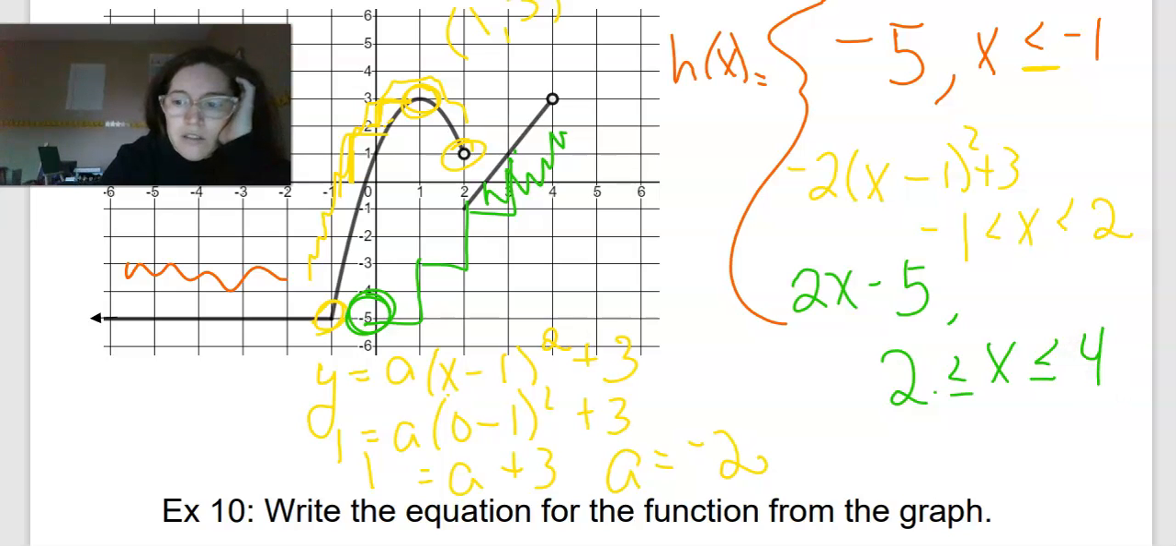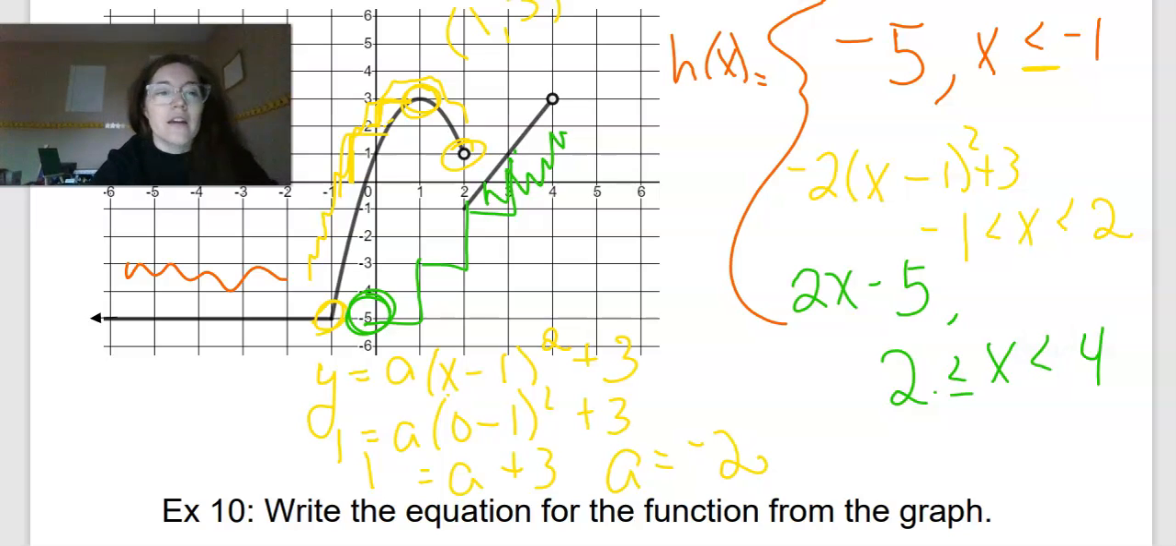And I just made a boo-boo because that is open on the end there. I know. These are cool.